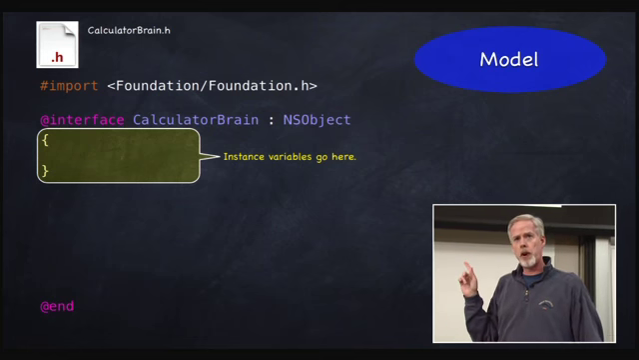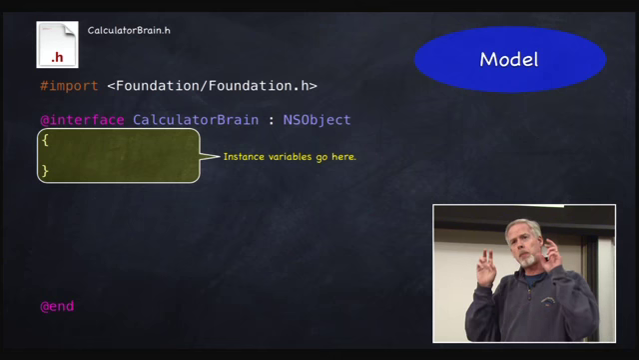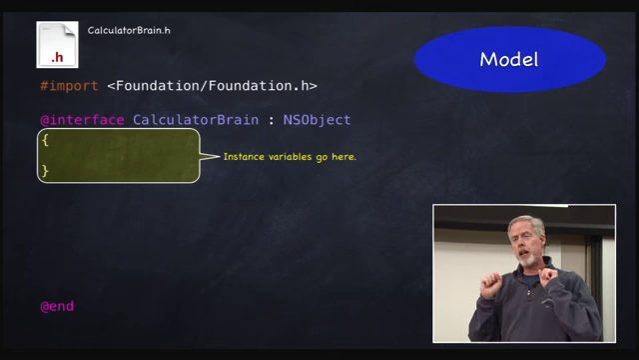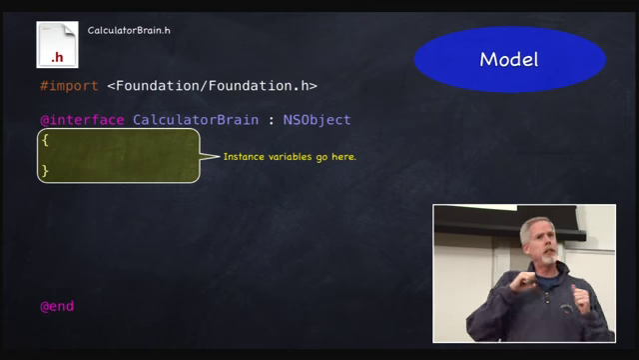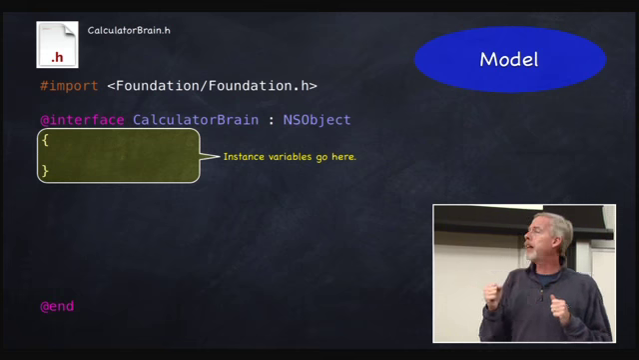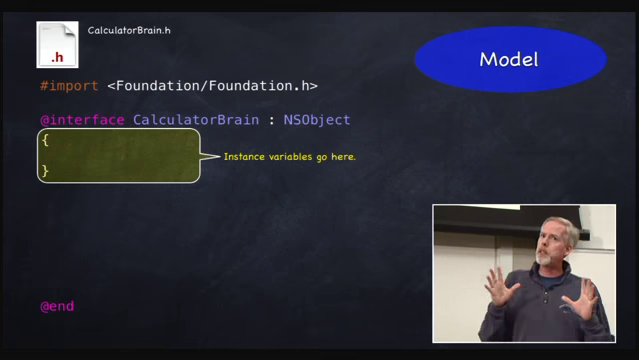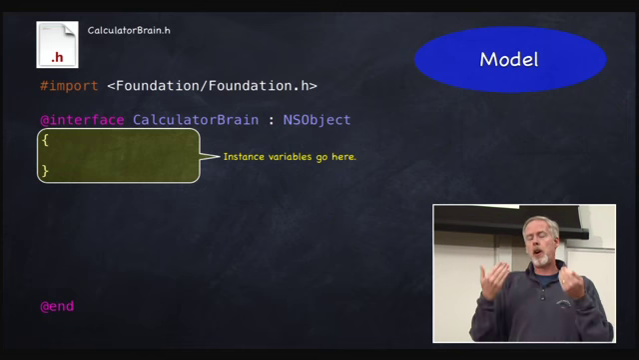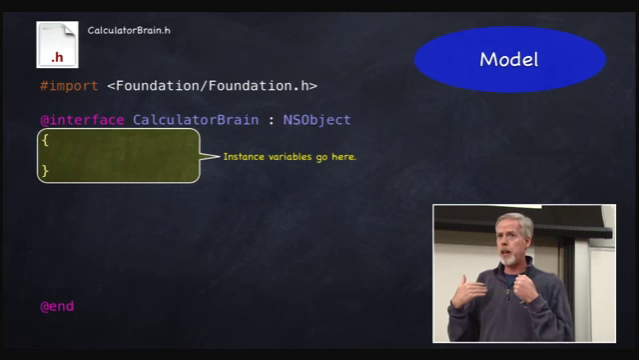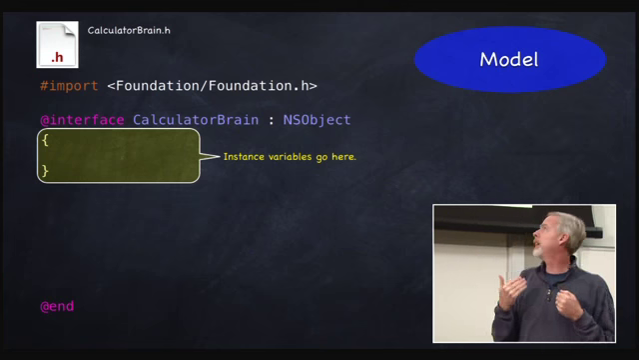Then your instance variables go here. Okay, all your instance variables go here, even your private ones. Now, we're going to talk a little bit about instance variables and their publicness or their protectedness or their privateness later, but all instance variables go here. There's no way to hide an instance variable from somebody who's looking at the public API of your class, which is a little weird and takes some getting used to.